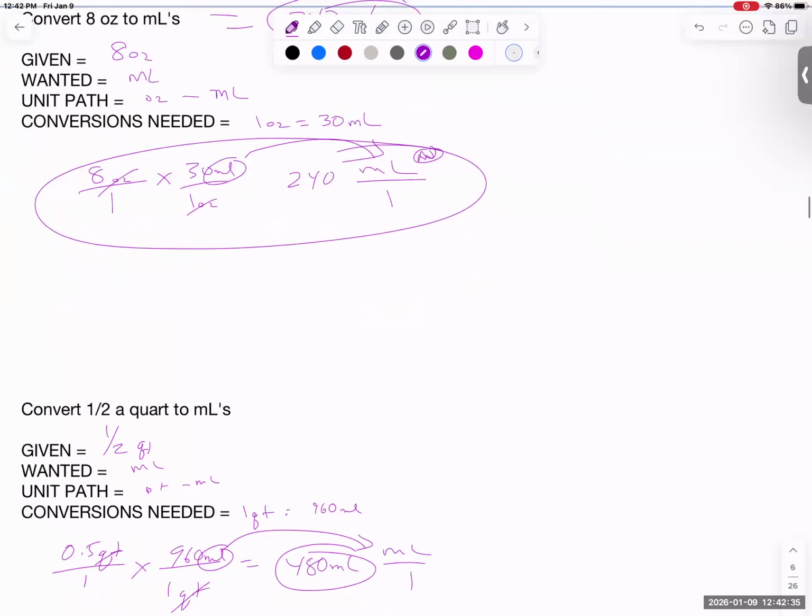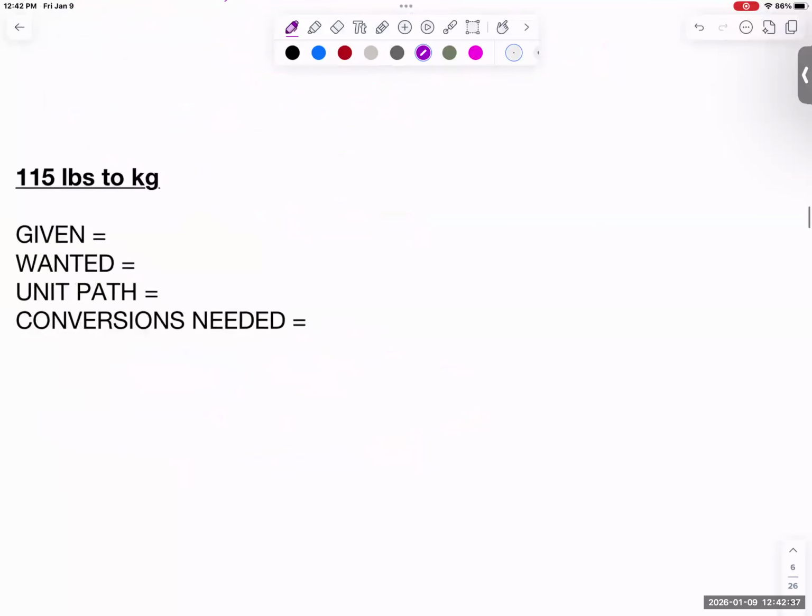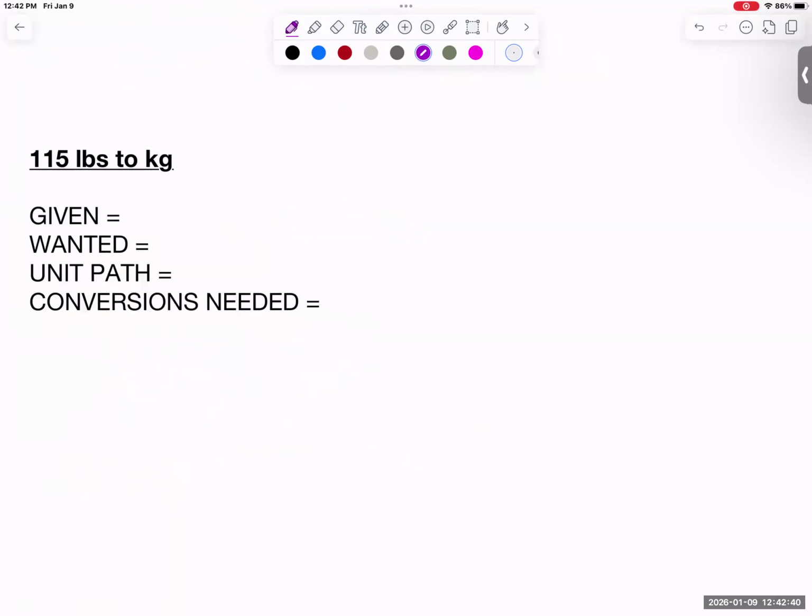Now, this one is pretty cut and dry, but with medications, when we give medications to patients, some of them are administered based on the patient's weight. So we have to be able to convert between pounds and kilograms. I want you to look at this one and tell me, what is the given in this question? 115 pounds. And what's the wanted? Kilograms. All right, kg is kilograms, so I have to go pounds to kilograms.